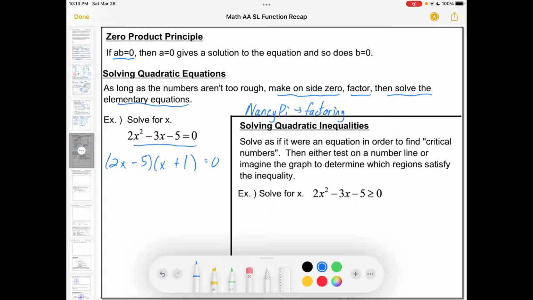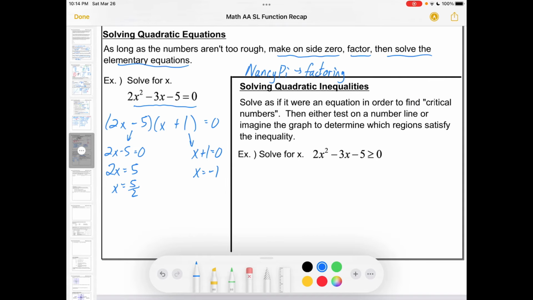And then each bracket gives me an elementary equation. If the first bracket is 0, then the equation is balanced. If the second bracket is 0, the equation is also balanced. So I can just go through and solve each of these elementary equations. x is 5 over 2, or x is negative 1. I guarantee you, if you put either of those back in the original equation, you'll get a balanced equation. It'll say 0 equals 0.